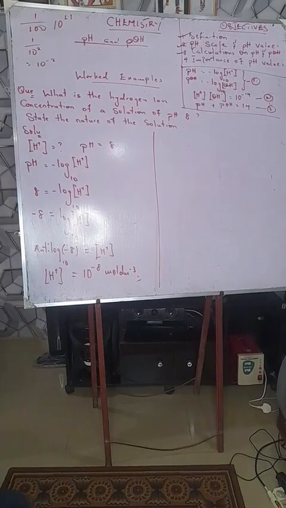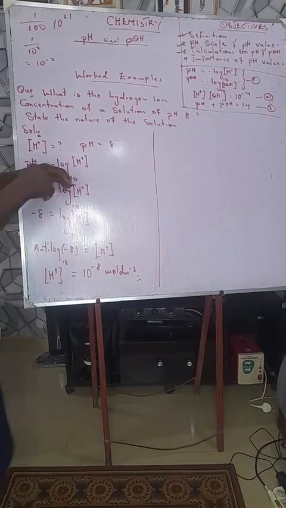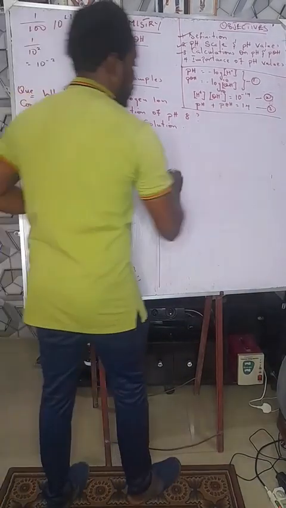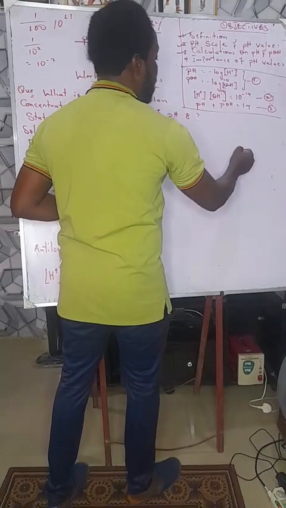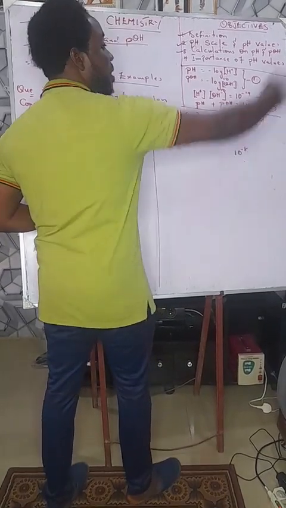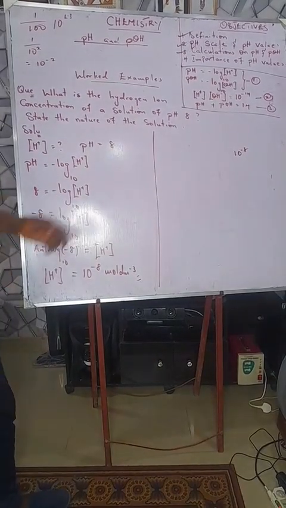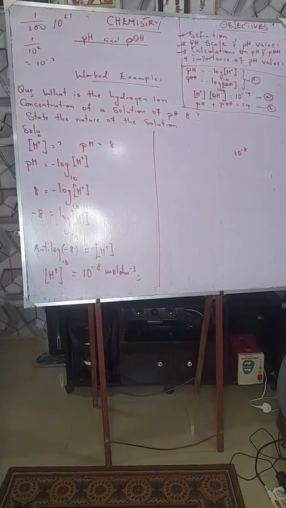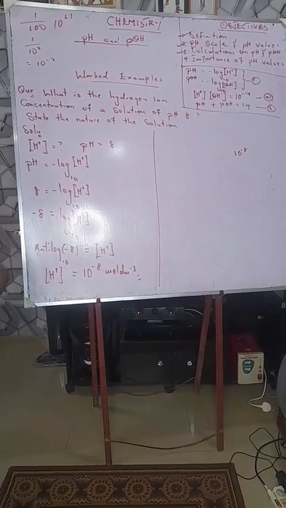If you check from your pH scale, the one I wrote for you the other time, from 0 to 14, you will see where I put 10 raised to the power minus 8 at the upper part. You will discover that place is at the right hand side. It's basic. So the solution will be basic in nature because of the low concentration of H plus.